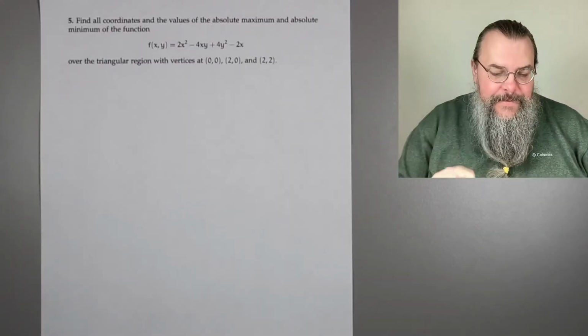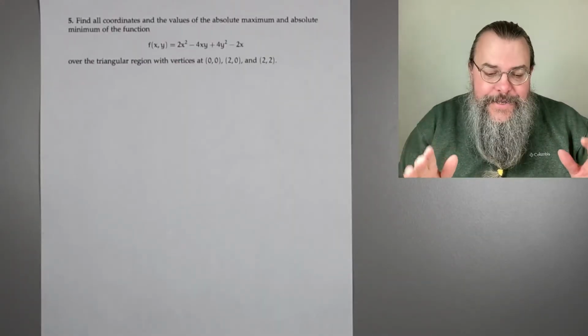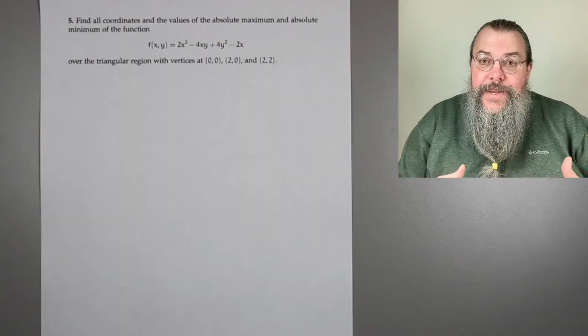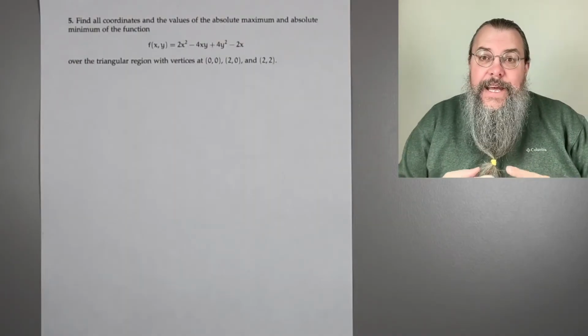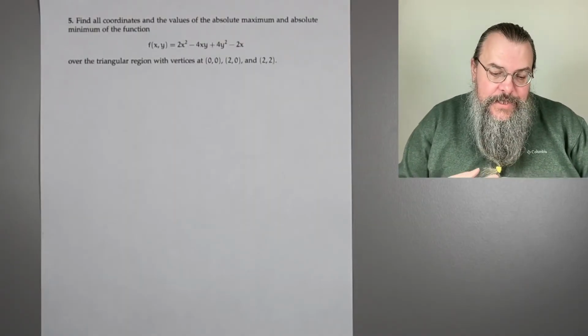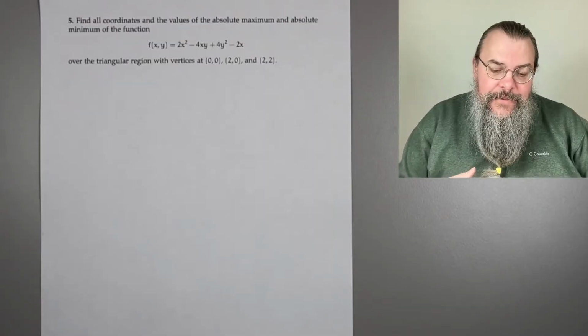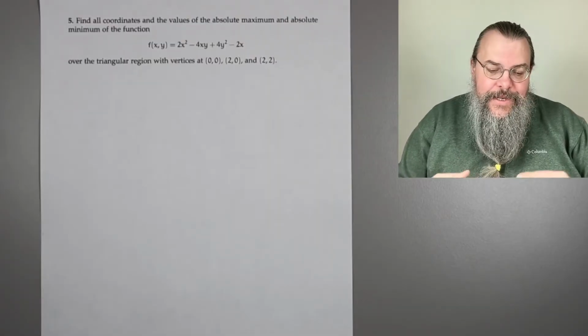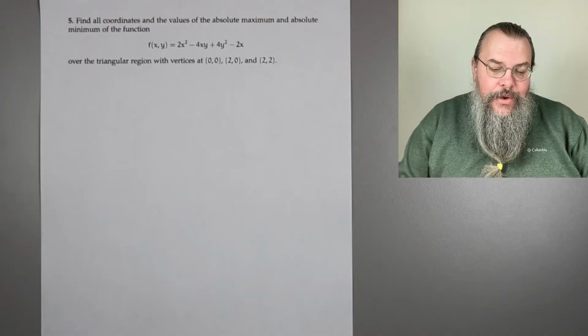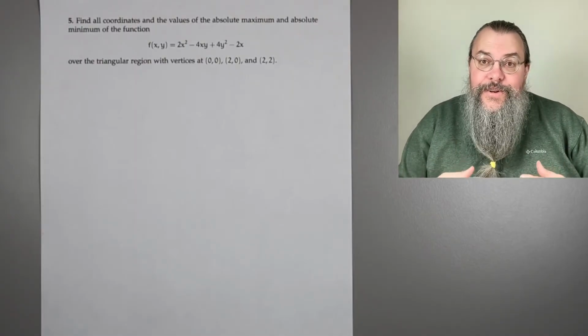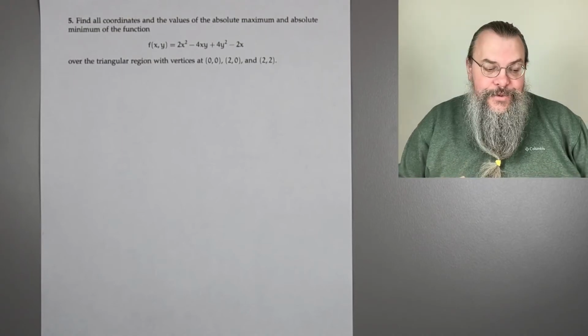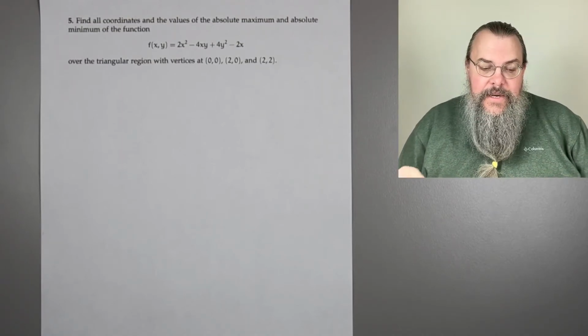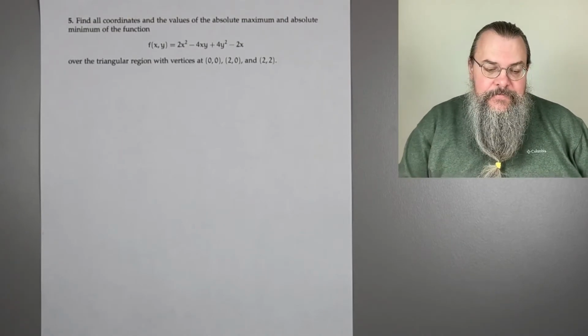Number 5. Find all coordinates and the values of the absolute maximum and absolute minimum of the function 2x squared minus 4xy plus 4y squared minus 2x over the triangular region with vertices at 0, 0, 2, 0, and 2, 2. Okay, so let's start by talking about this region.